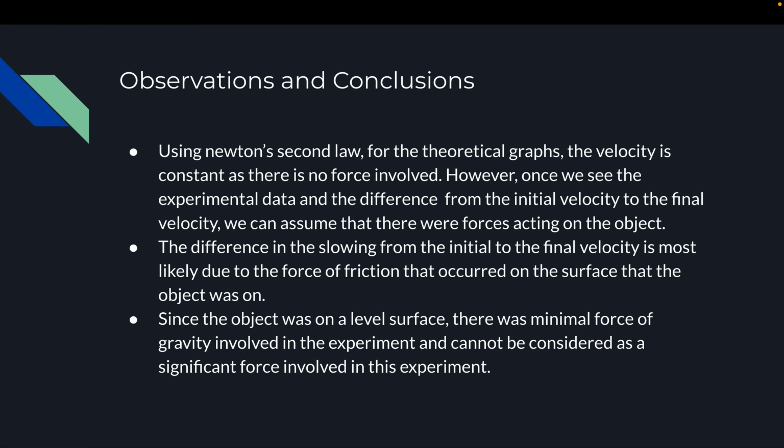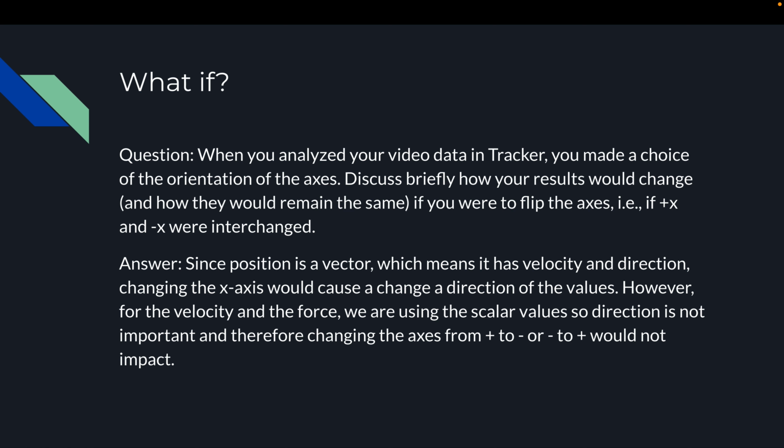Using Newton's second law, these are some observations and conclusions. Velocity is constant if there is no force involved, but as we can see, there's a difference between the initial velocity and the final velocity. There were forces acting on it. This is most likely due to the slowing down of the water bottle due to the force of friction on the surface. And since it was on a level surface, there is no gravity involved.